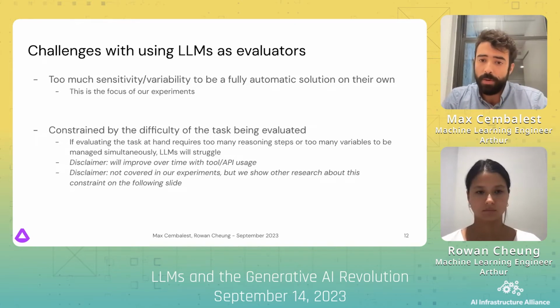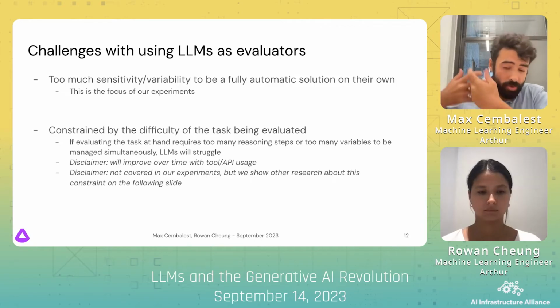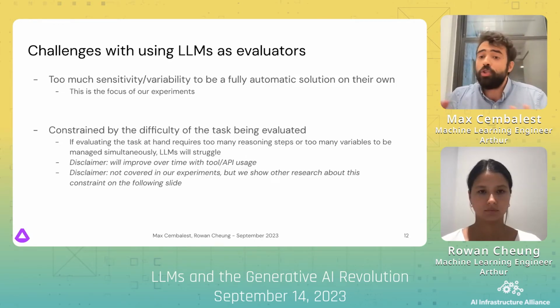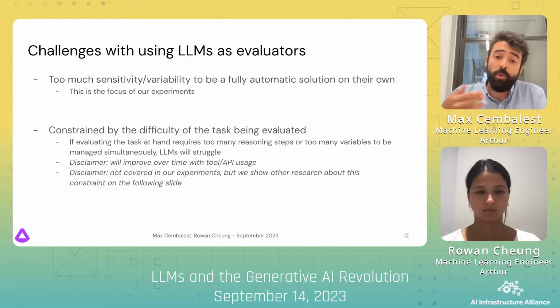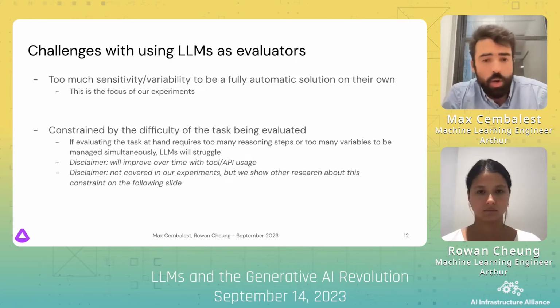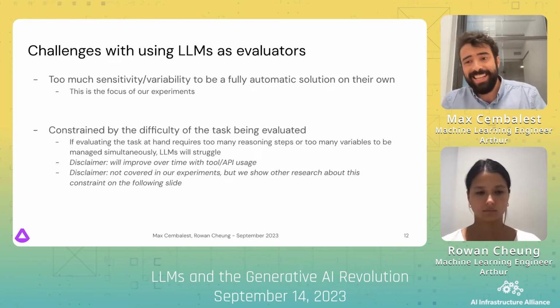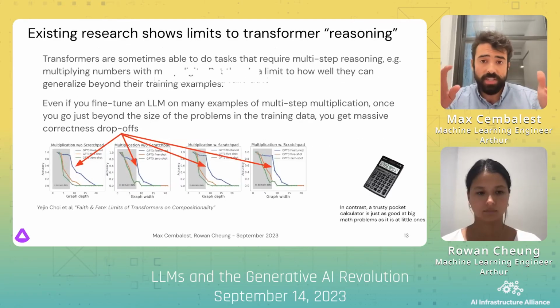Another difficulty that we want to mention is that LLMs as evaluators of other attempts at generative text are constrained by the difficulty of the task at hand. If it would require too many reasoning steps or too many variables to be managed simultaneously, LLMs on their own will really struggle with this. A disclaimer is that this will improve over time as people build out more solutions that integrate LLMs with other tools and APIs. We don't really cover this difficulty constraint in our experiments, but we do want to highlight some research that demonstrates very effectively what this constraint looks like.